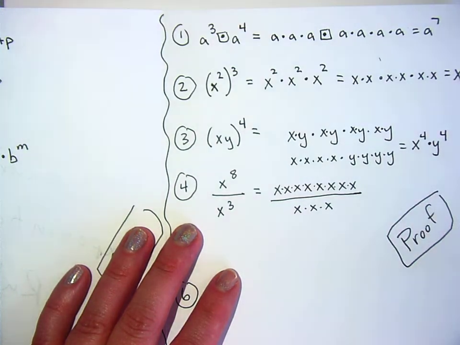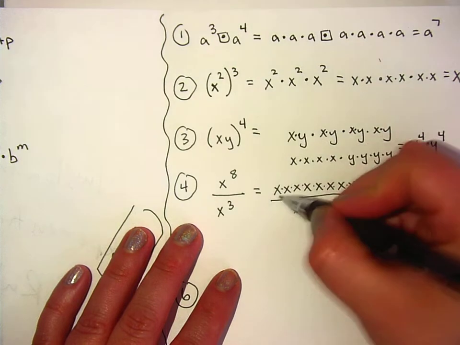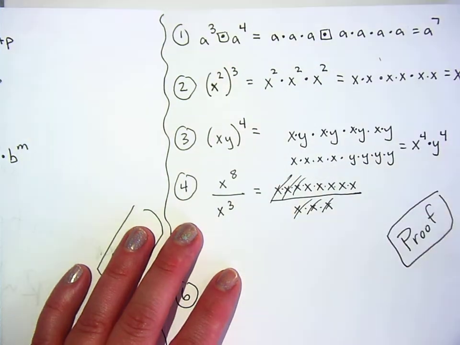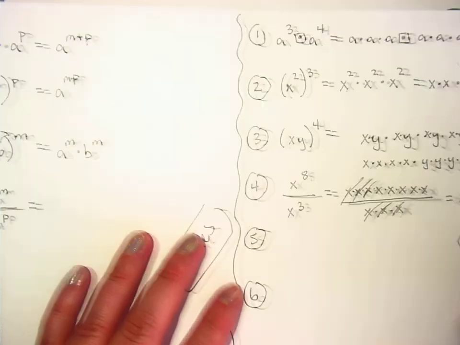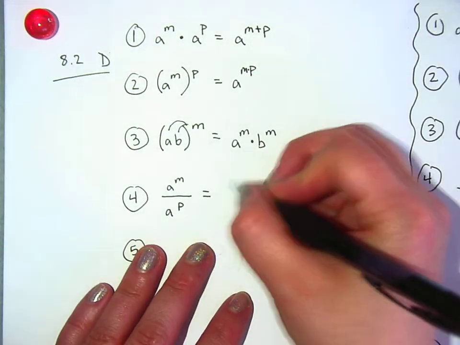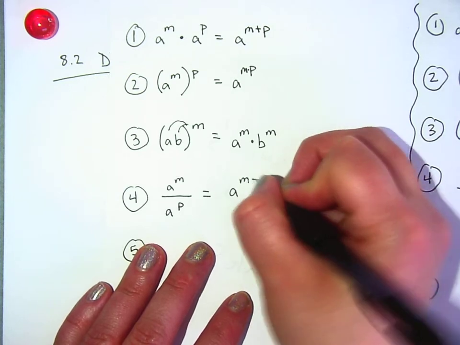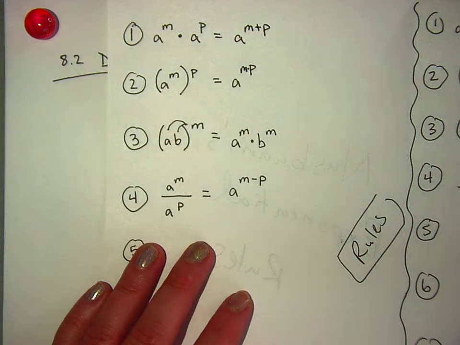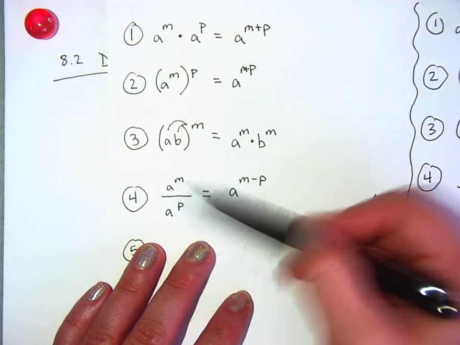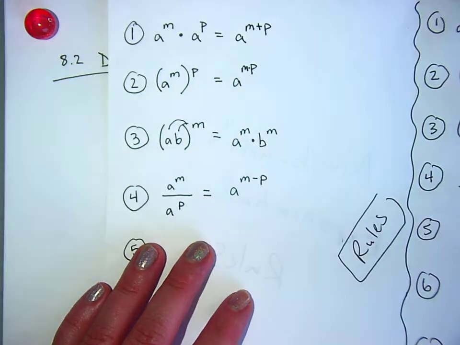Okay, so what cancels out here? Three on the top, 3 on the bottom, right? So we lose these 3, we lose these 3 as well. So what are we left with? X to the 5th. Okay, so what's the rule? Subtract. Okay, so we're going to go over here. We're going to write down the rule. The rule is you take a to the m minus p. So if you're multiplying the bases, you add the exponents, and if you're dividing the bases, you subtract the exponents.